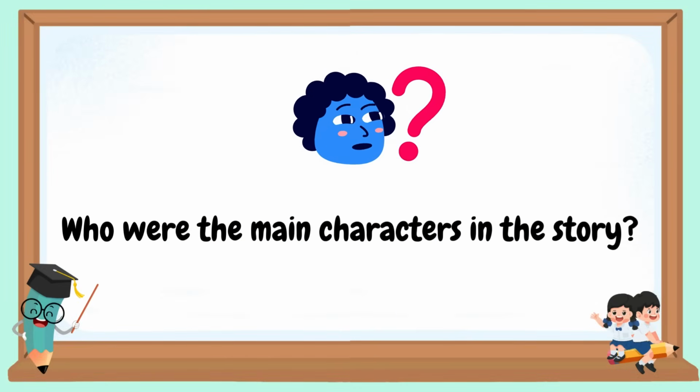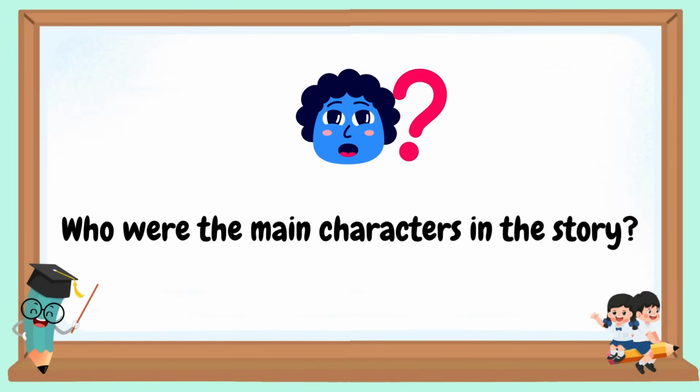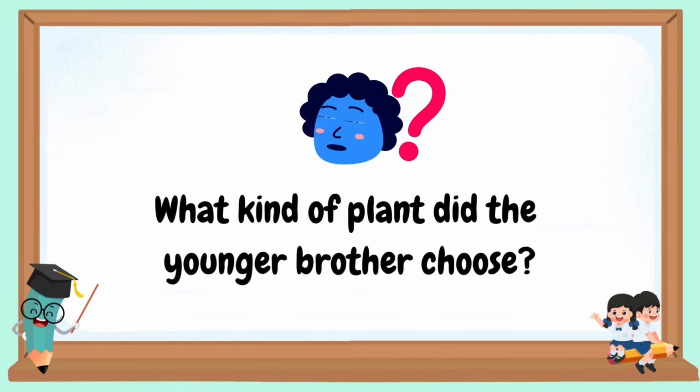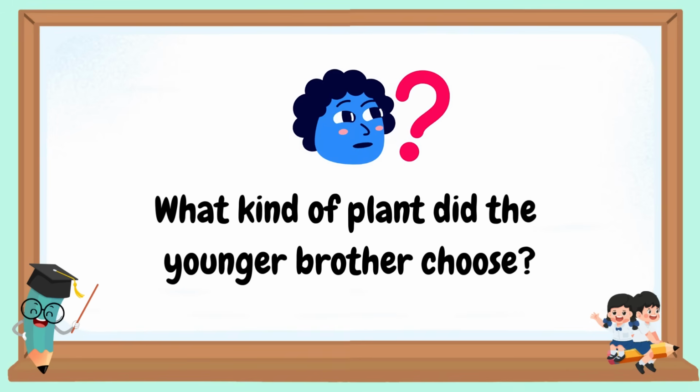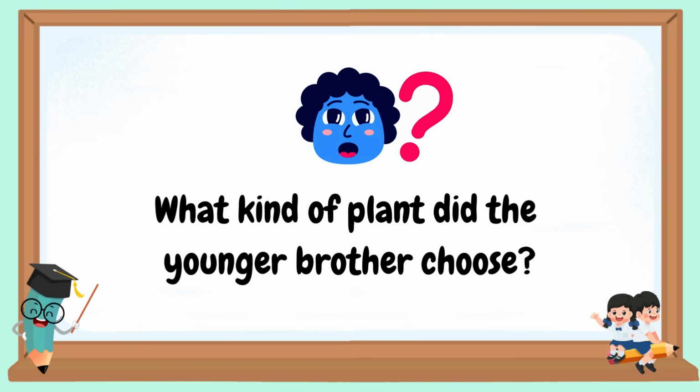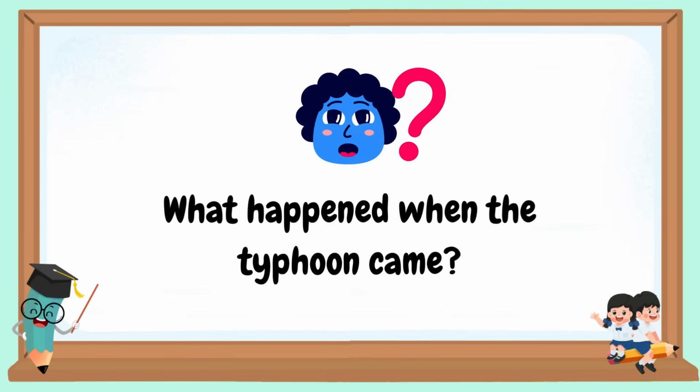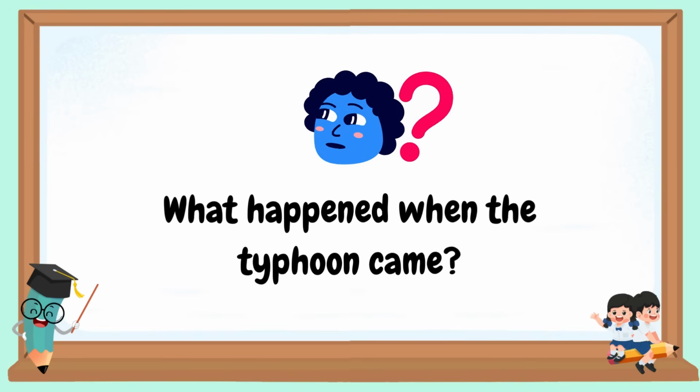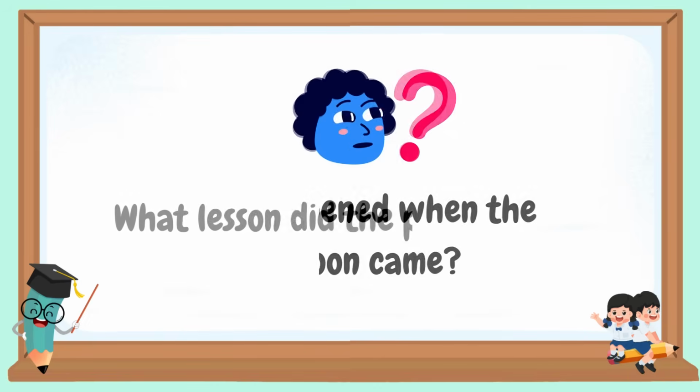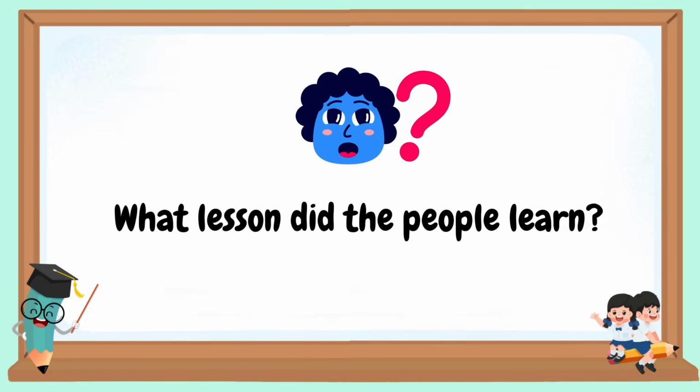Who were the main characters in the story? What kind of plant did the younger brother choose? What happened when the typhoon came? What lesson did the people learn?